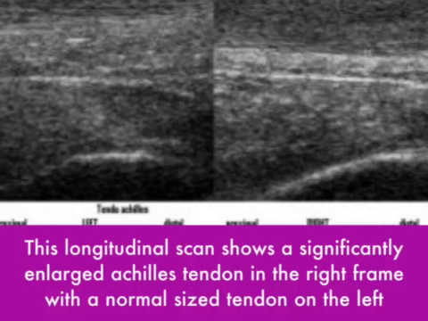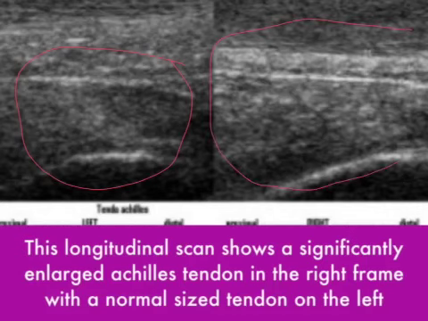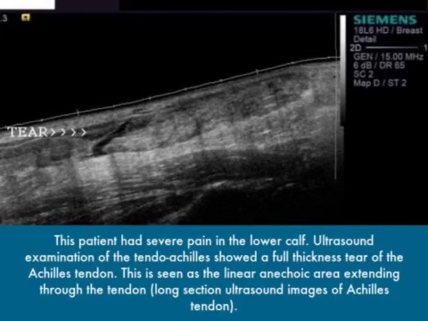Here is an ultrasound picture of a longitudinal scan. On the left, you can see the normal Achilles tendon and how it should appear on ultrasound. And then on the right, you can see this inflamed tendon. So here the patient has tendinitis. This picture is a longitudinal scan of the Achilles tendon, and here we can see a complete rupture of the Achilles tendon.